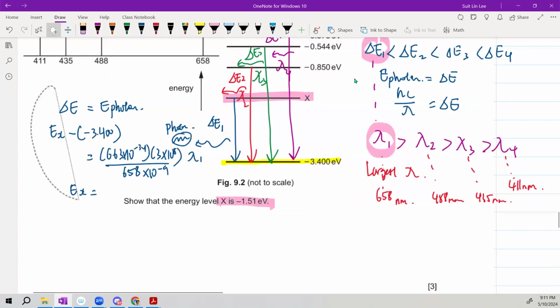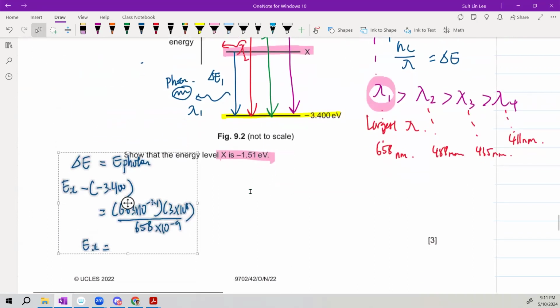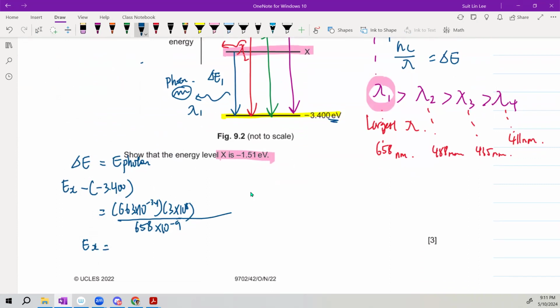So let me move here so I have space. It needs to be converted to eV because this is already in eV. 0.6 times 10 to the power negative 50.